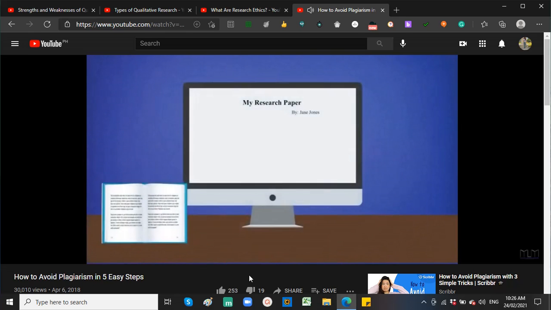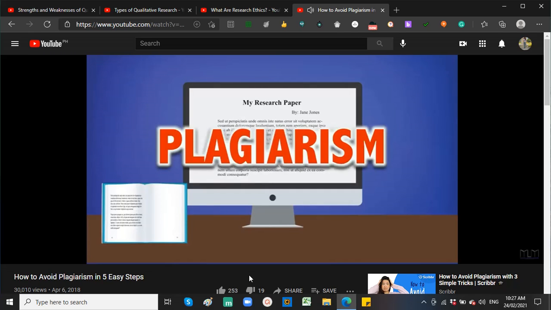Here's an example. You're writing a paper for your English class and you find a great quote from a book that fits perfectly into your paper. Yay! You copy and paste the paragraph into your paper, but you don't give credit to the source. This is plagiarism.